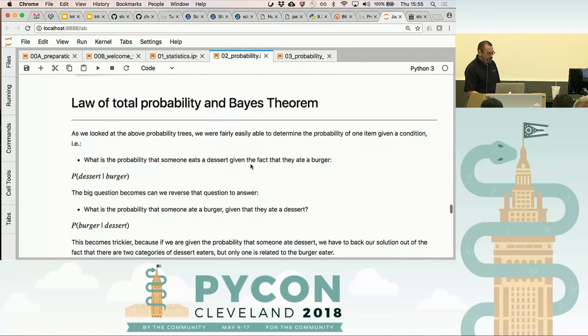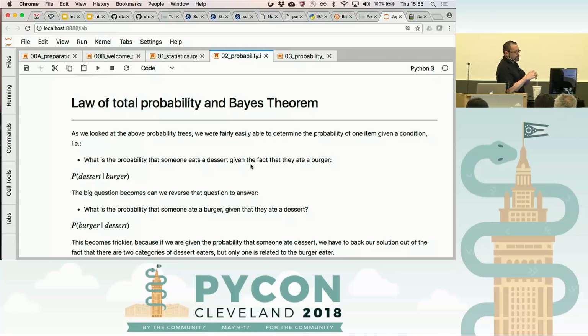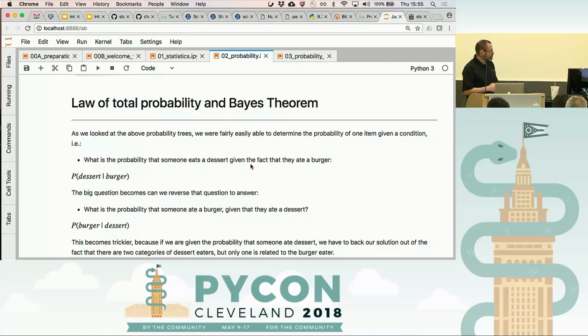So let's wrap up this conversation with the law of total probability and Bayes' theorem. When we looked at those first probability trees, it was fairly easy to hop from one step to the next. Hey, my friend had a burger, and 10% of my friends who ate burgers also ate desserts. That's great.